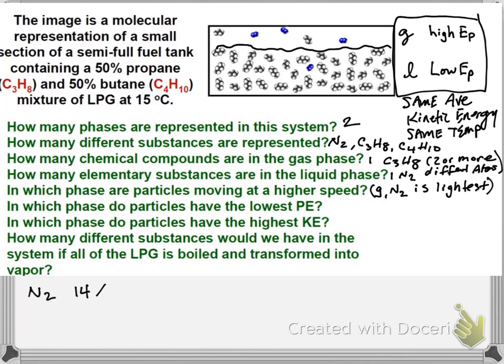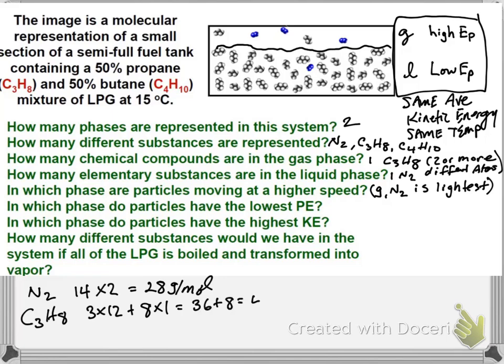So let's confirm that. Nitrogen is 14 grams per mole, and there's two nitrogens per particle, which gives us 28 grams per mole. C3H8 is 3 carbons at 12 grams per mole per carbon, plus 8 hydrogen atoms, each at 1 gram per mole. We add that up, we get 36 plus 8 for a total of 44 grams per mole. And for C4H10, we take 4 times 12 grams per mole plus 10 at 1 gram per mole, add these together, and we get 58 grams per mole.